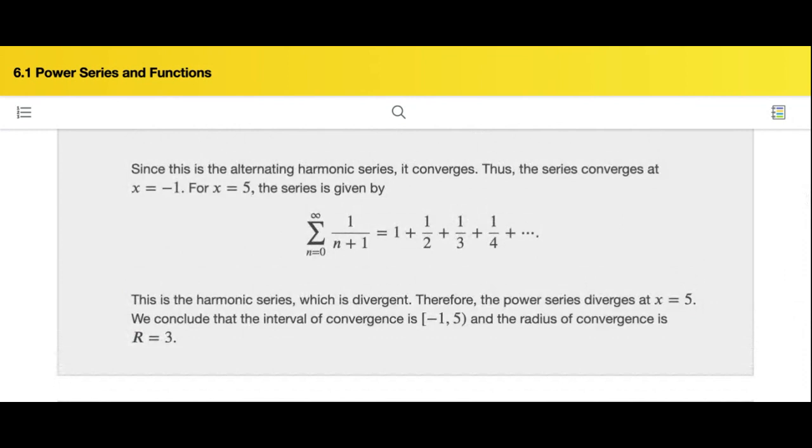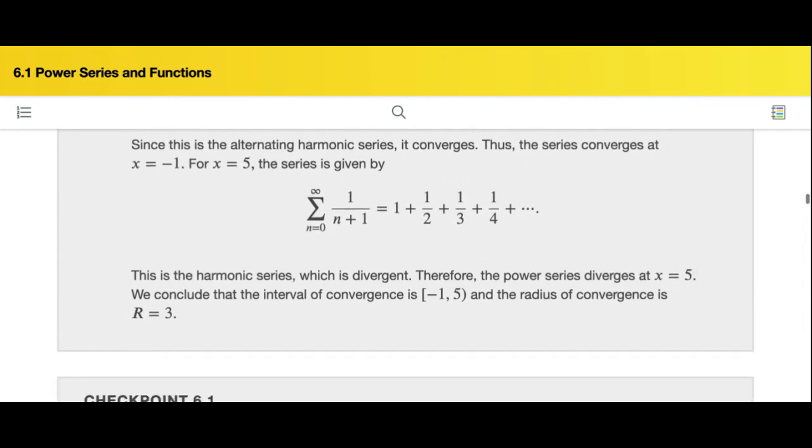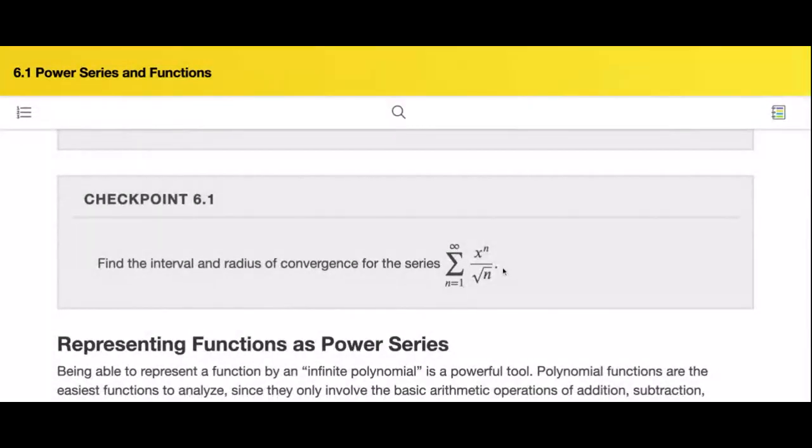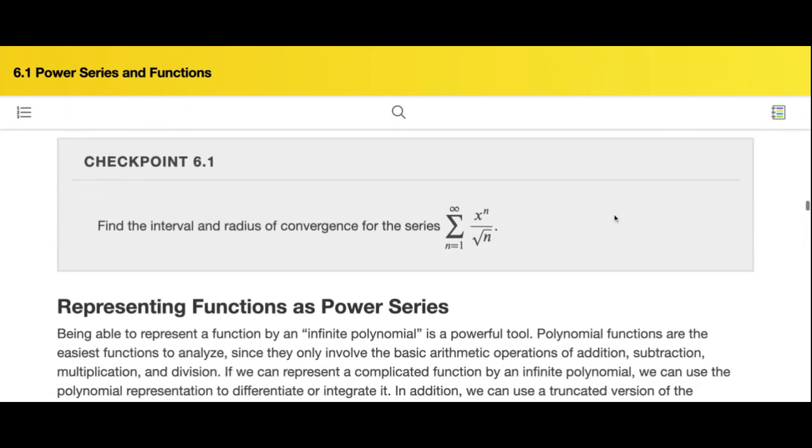Anyone has any questions? All right, okay. Everyone try this. Find the interval of convergence and the radius of convergence for this series, x raised to n divided by n square root of n. All right, so you try this one.